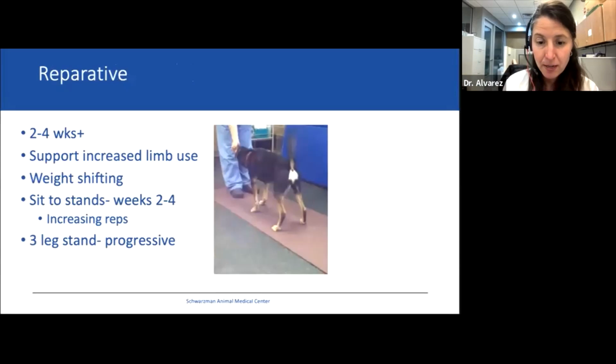Begin maybe with 3, moving your way up to 5, but wait on being more aggressive until the 4 to 6 week mark. And then a 3-leg stand or another isometric exercise, like an elevated stand, with 3 repetitions twice daily.